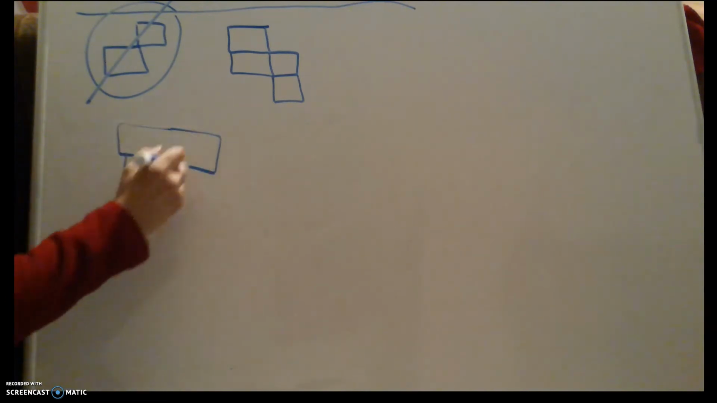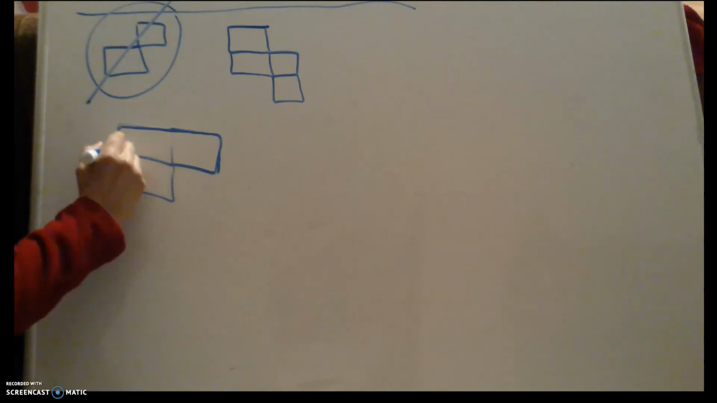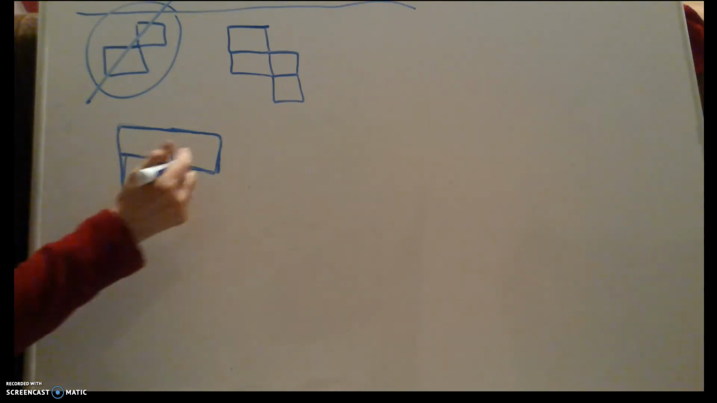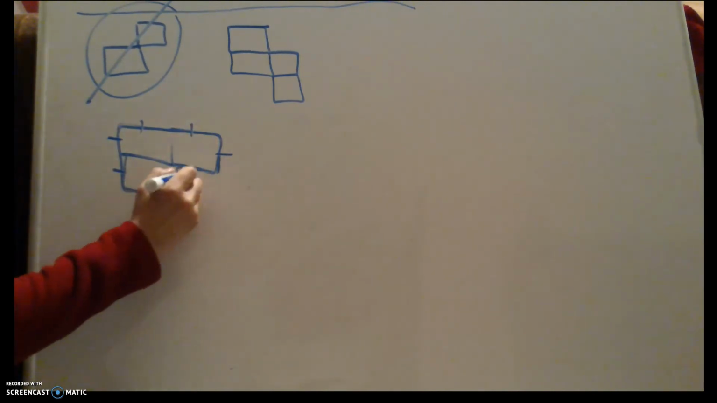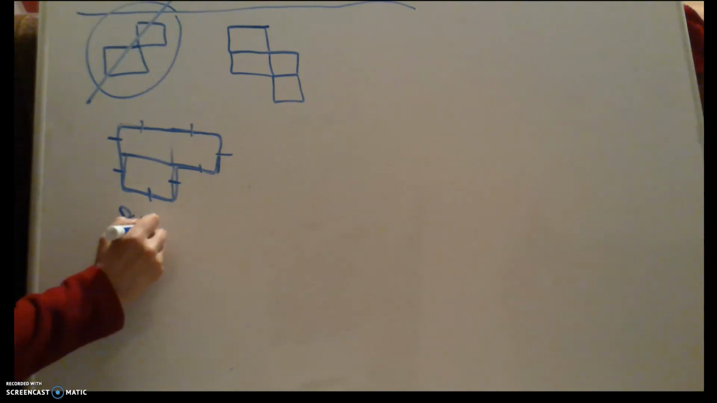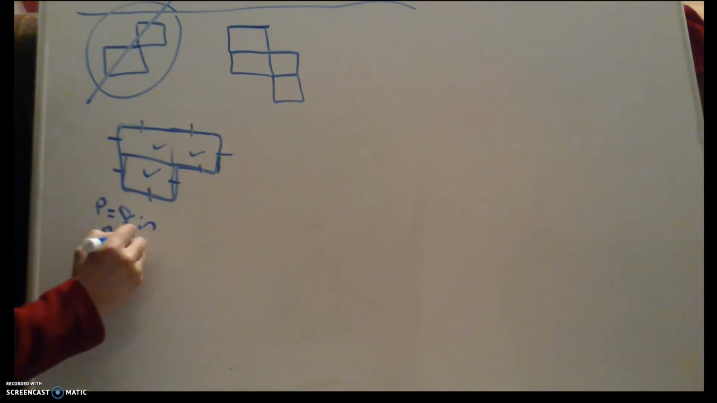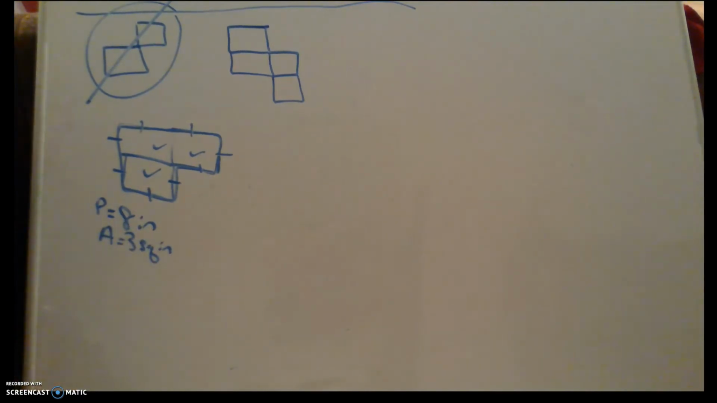Perimeter is kind of like the people sitting on the side. So it's like if you could take a string and just kind of go along the outside here. So the perimeter is kind of like people sitting at the table. So this would have 1, 2, 3, 4, 5, 6, 7, 8. So the perimeter here is 8 inches. The area is 1, 2, 3 square inches, because I'm literally counting the squares.